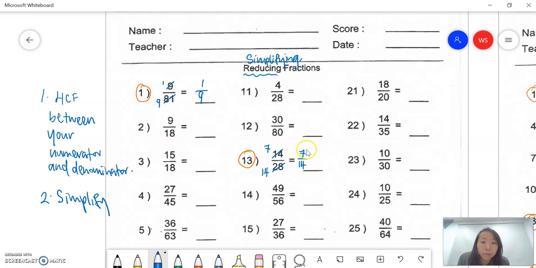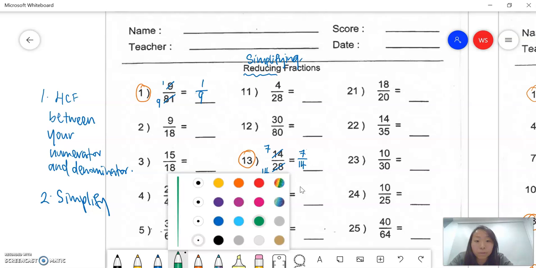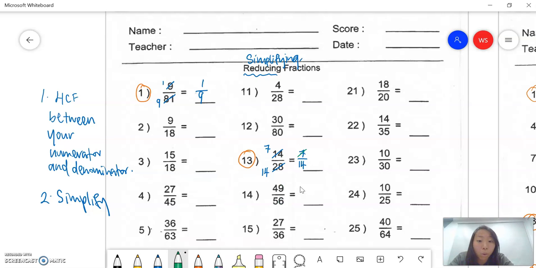However, you do note that between 7 and 14 there are still some more common factors. There's a common factor of 7 between your numerator and your denominator, so you can go on further in cancelling out your common factors. 7 divided by 7 will give you 1, and 14 divided by 7 gives you 2. So therefore your answer will be 1 over 2. Don't be afraid to go small in terms of your common factors. You can still cancel and work it out with the next couple of steps.